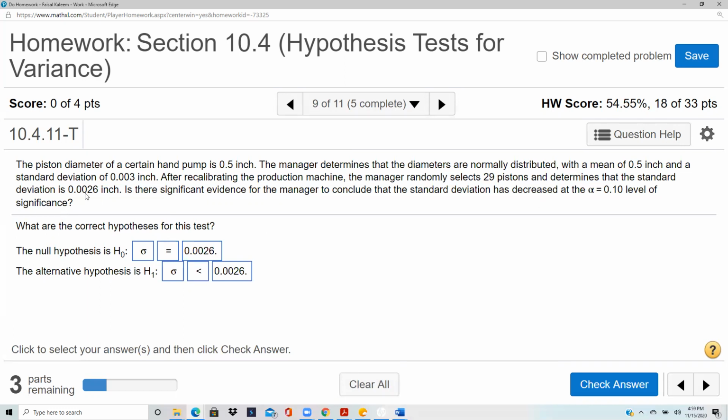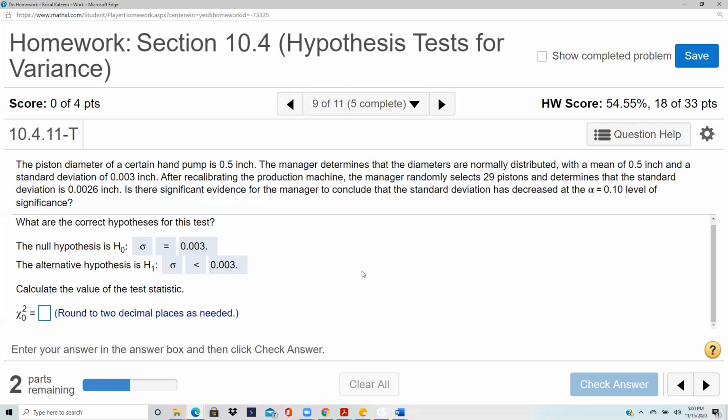Oh, the 0.0026 is for the sample. So in this case, you don't put the sample value here. You put the other default values: the mean 0.5 and the standard deviation 0.003. So it's 0.003. Remember, in the hypothesis test, you never put the sample values. You put any other default values, or sometimes they will say population explicitly. Sometimes they will not say it, but then any other value that is sitting there is by default the population value.